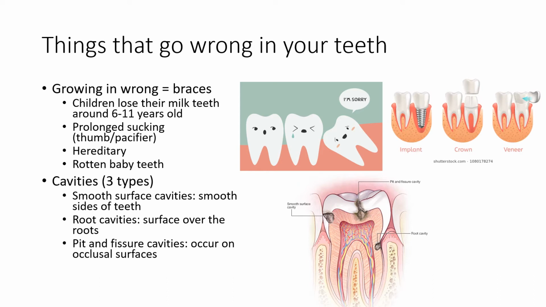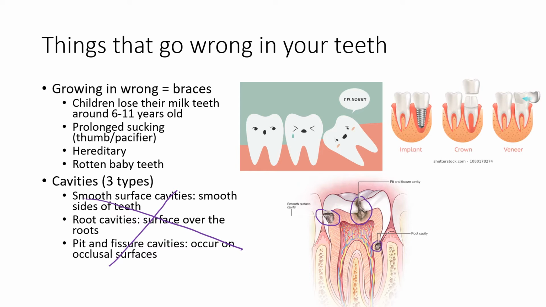I actually don't need you to know these 3 types of cavities. Just know that cavities can be located in the enamel, at the top, along the sides, or even below the gum. That is known as a root cavity. So, kind of an interesting thing to make a note of.